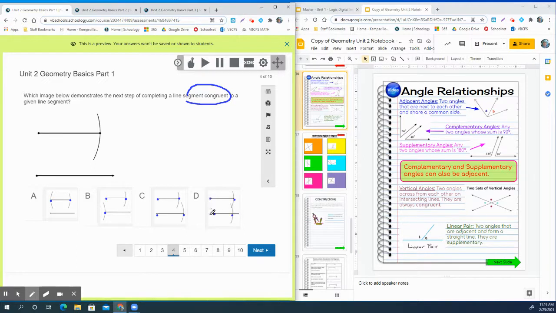Remember, congruent means exactly the same. So don't get distracted by anything else. Just look and see which one makes the most sense. This one doesn't even have a segment down here, so it can't possibly be A. So kind of take the words, take what you know about the vocabulary, and then kind of make it make sense. Is that helpful for those?